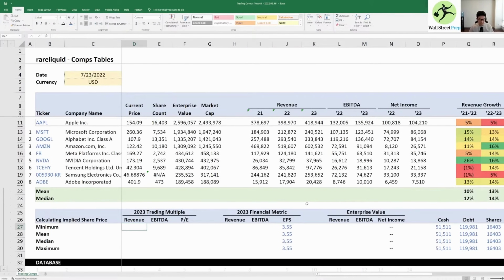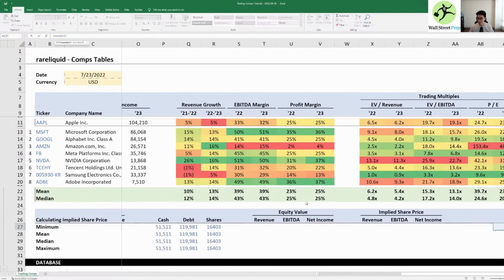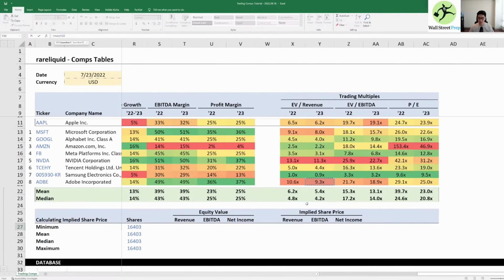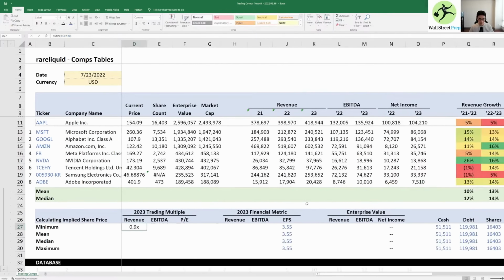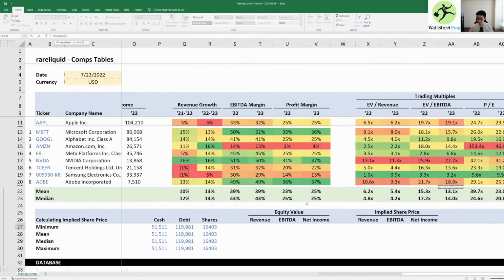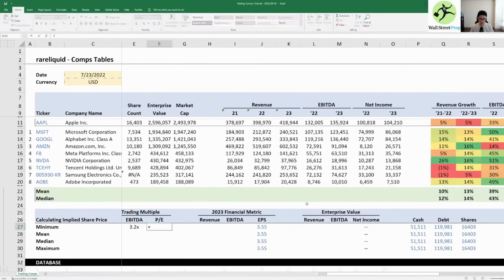So going into our Excel here, what we're going to do is look at our minimum, mean, median, and maximum trading multiples in order to get to our implied valuation. And so let me show you what we're going to do here. So we're going to press equals min, open parentheses, and then press the right arrow key. And then we're just going to be looking at our 2023 multiple here. So in order to look at our minimum here, we're going to press Control Shift and then the up arrow key, and then close parentheses. And that'll get to our minimum of the revenue multiples that we have there. And we'll do the same thing for EBITDA. So equals min, right arrow key. And then same thing for our PE multiple as well.